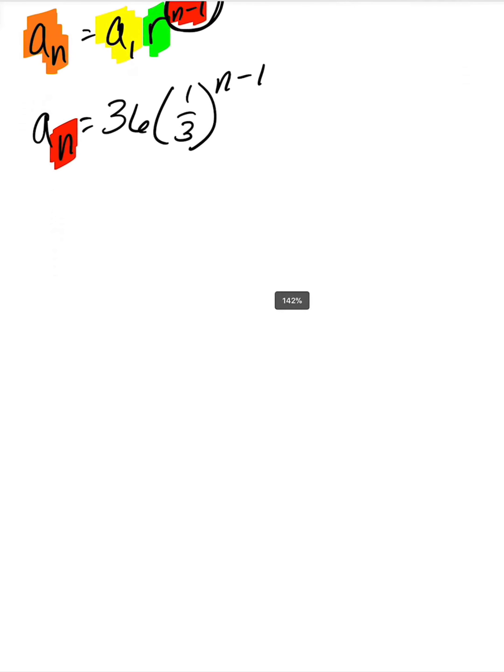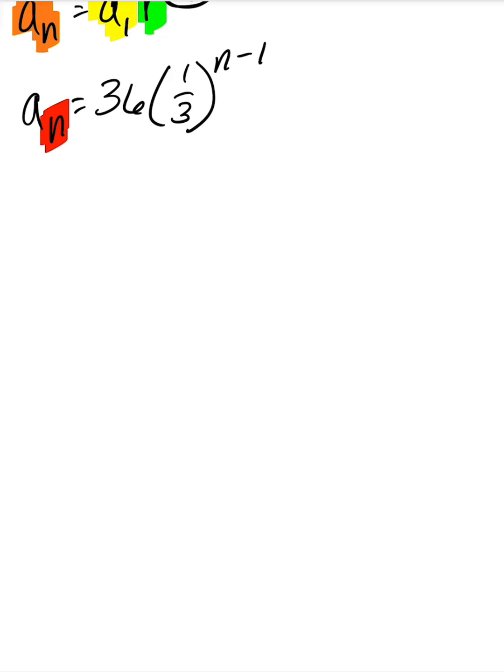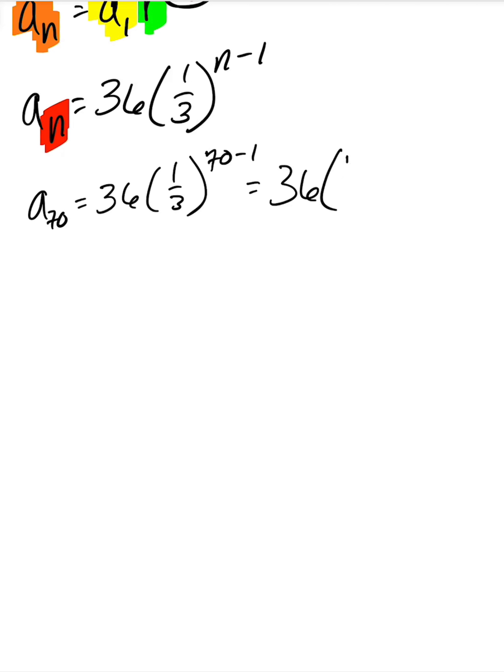So let's say I want to find my 70th term. Then it's going to be 36 times 1/3 raised to the 70th term. So to find my 70th term, it'll be 70 minus 1. So it'll be 36 times 1/3 to the 69th power. And then that will help me find my 70th term. Okay, and that's my explicit formula.